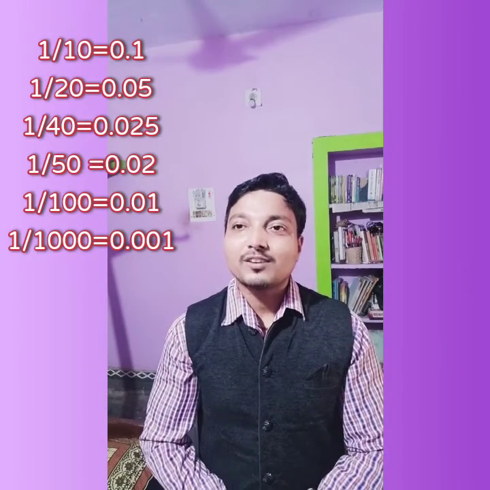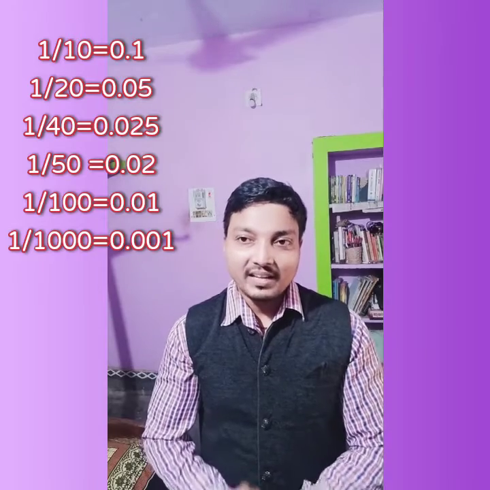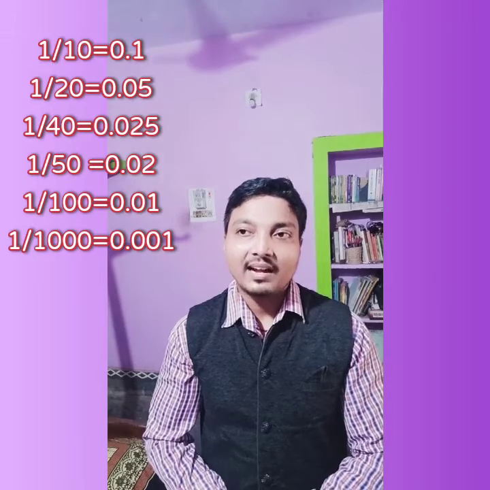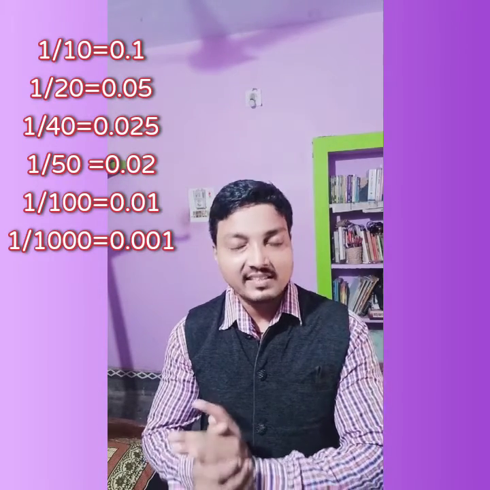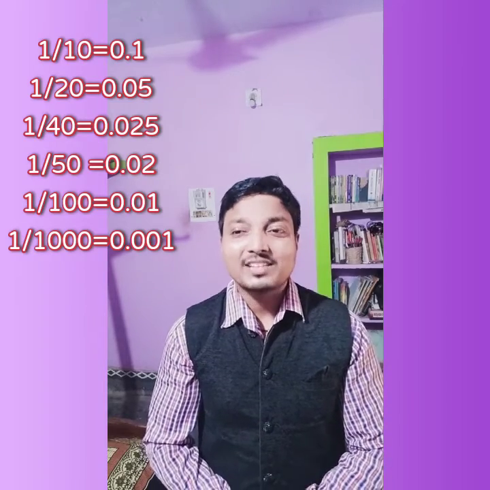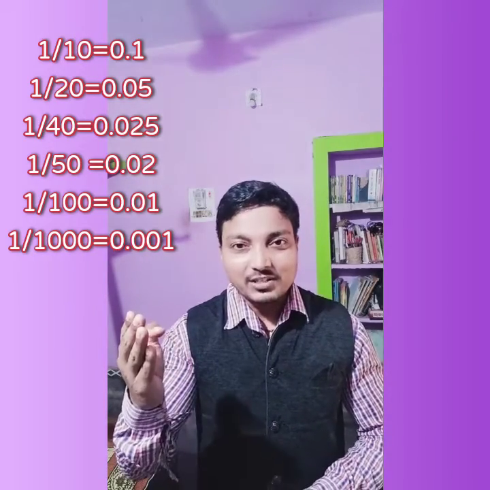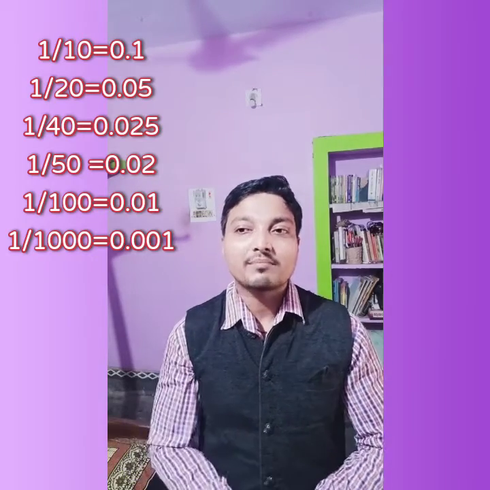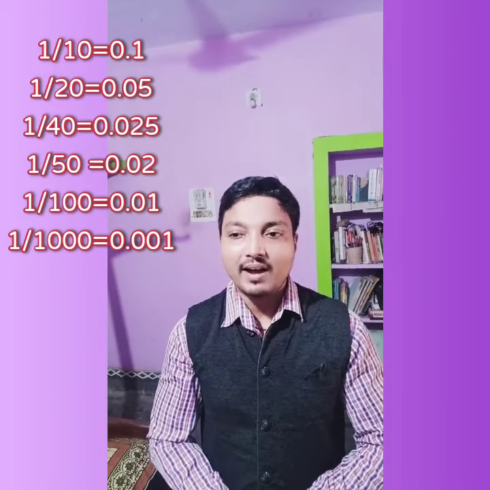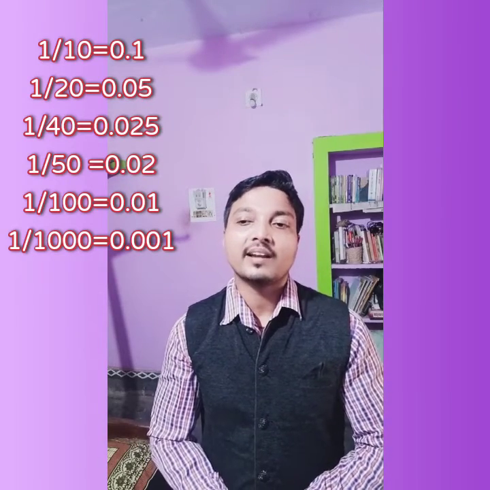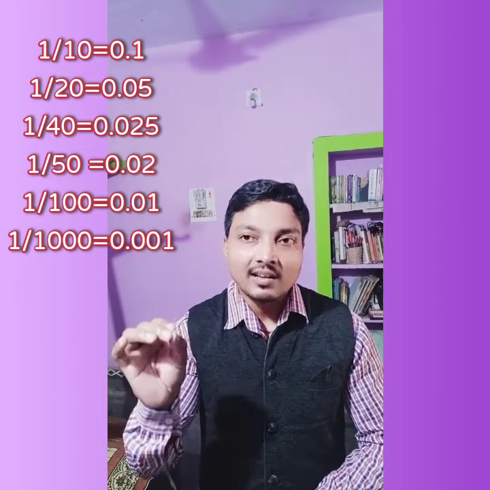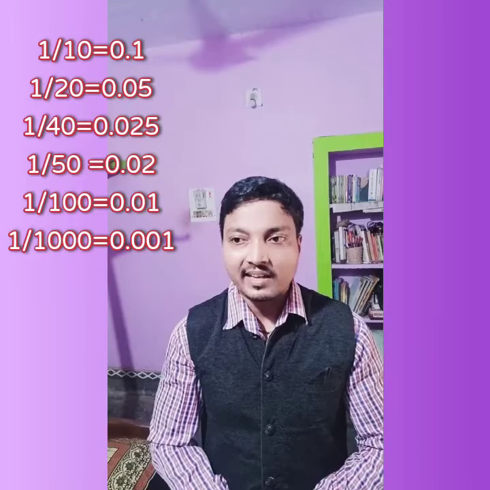In this other group, the first rational number I have collected is 1 by 10, then 1 by 20, 1 by 40, 1 by 50, 1 by 100 and 1 by 1000. We have already got the decimal expansion of 1 by 10, it is 0.1, of 1 by 20 it is 0.05, of 1 by 40 it is 0.025, of 1 by 50 it is 0.02, of 1 by 100 it is 0.01, and of 1 by 1000 it is 0.001. Everywhere we have checked the decimal expansion of these collected rational numbers, it is always a terminating decimal expansion.